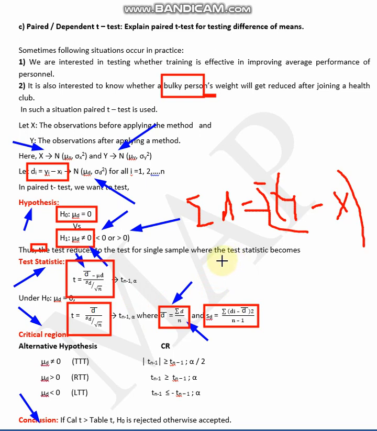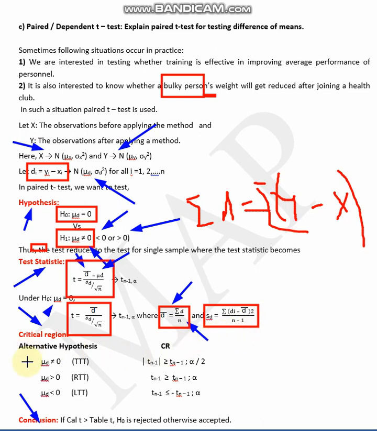And under the null hypothesis, what is my null hypothesis in this case? Mu d is equal to 0. If I put the value of mu d equal to 0 in this case, then t is equal to d bar upon SD upon root n. And we know that d bar is equal to summation d upon n, and SD is the square root of summation di minus d bar square divided by n minus 1.